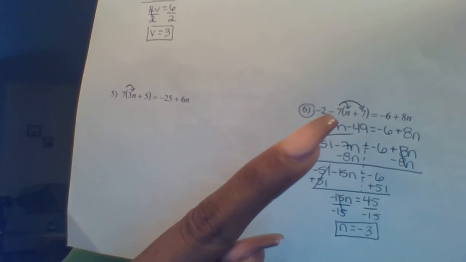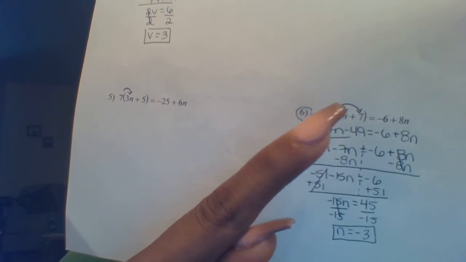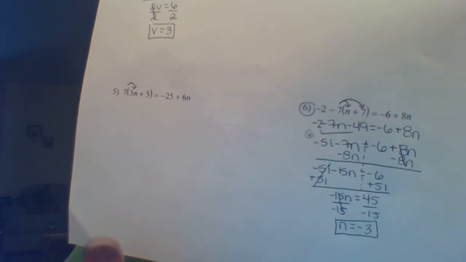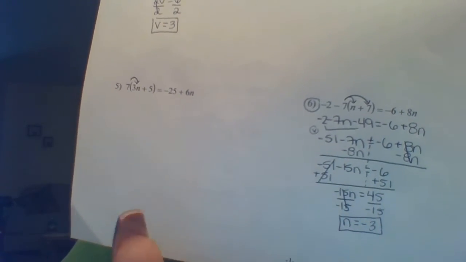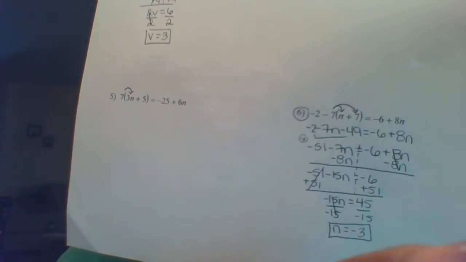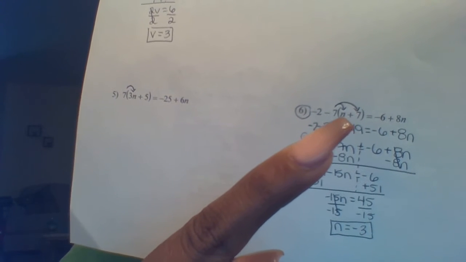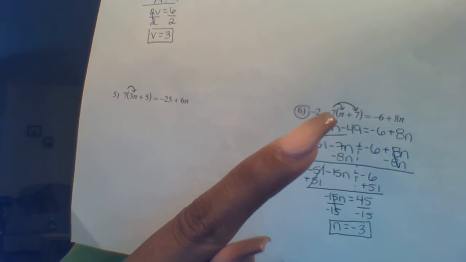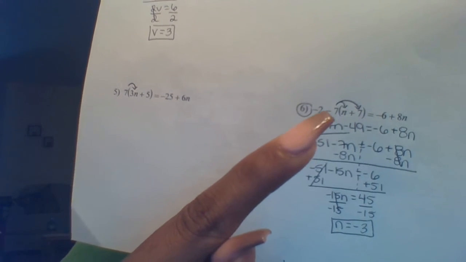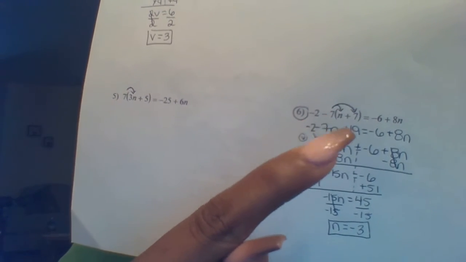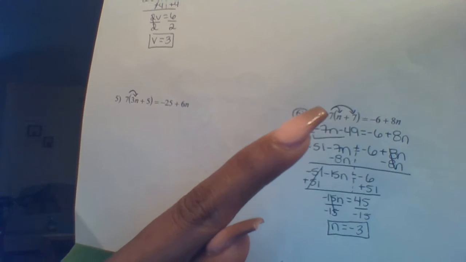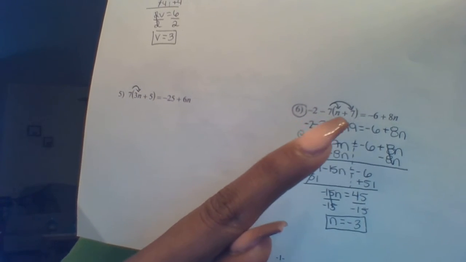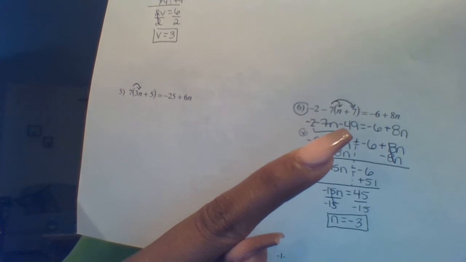But this 7 in front of the parentheses needs to be distributed. So remember, when a number is written right next to a variable or right next to a set of parentheses, that is multiplication. So we're going to distribute this 7 into the parentheses. Keep in mind, this subtraction sign ensures that this 7 is a negative. So we're actually distributing -7 into the parentheses. So -7 times n gets us -7n. -7 times +7 gets us -49.